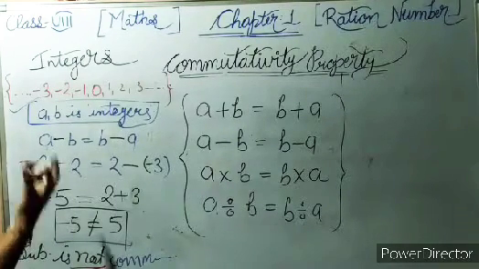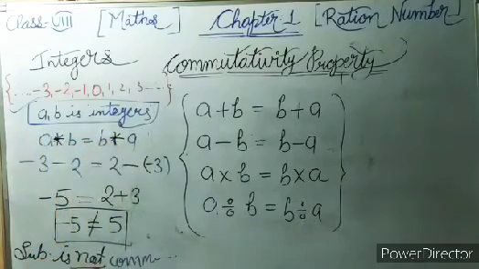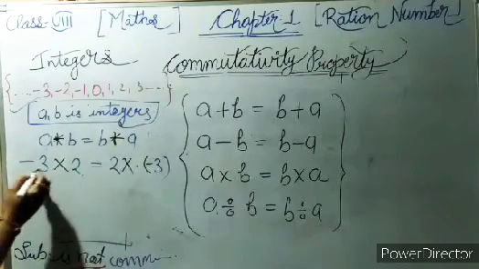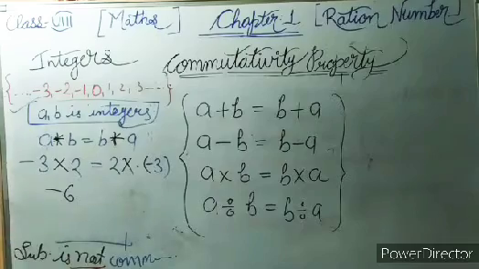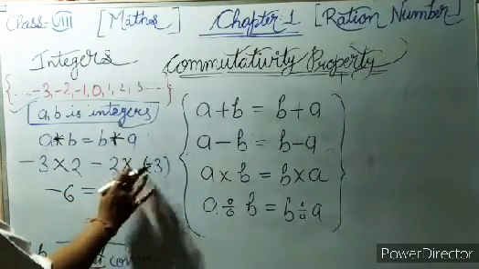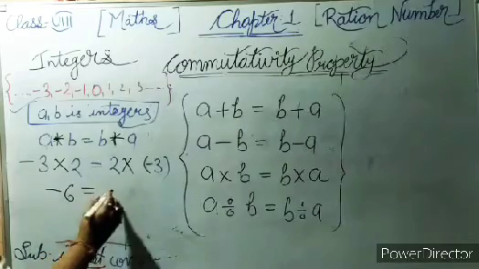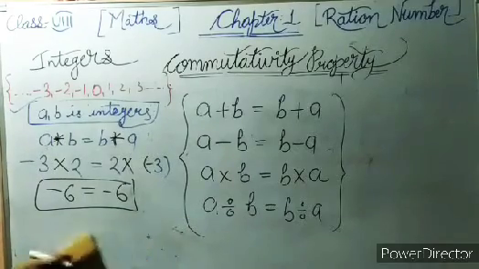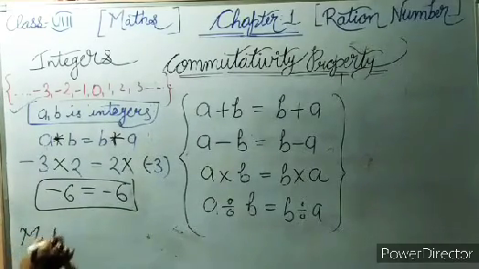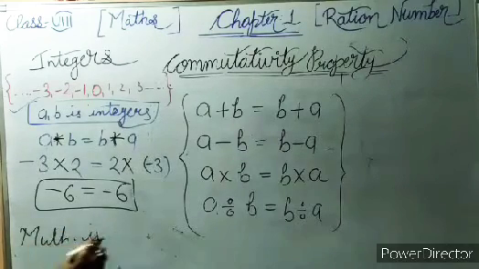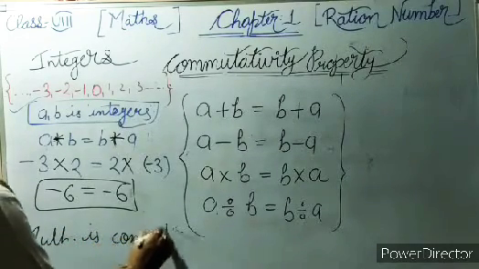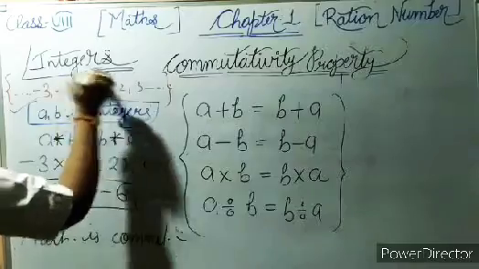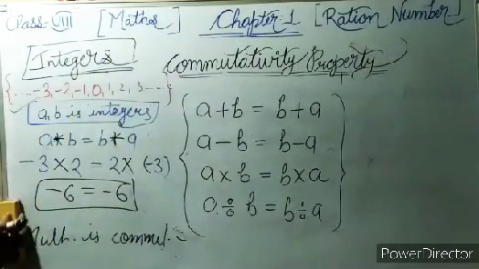Okay, now we move to multiplication. If we multiply the same numbers, what will we get? You see, 2 into 3 is 6, and 3 into 2 is 6, so both are equal. So we say that multiplication is commutative for integers. For integers, don't forget this word, okay?